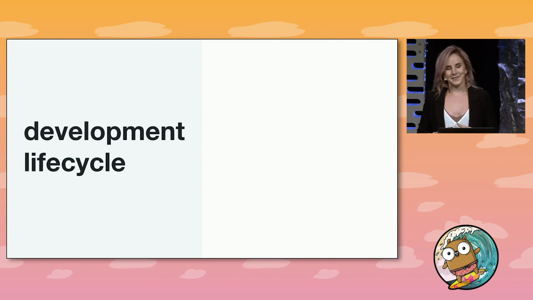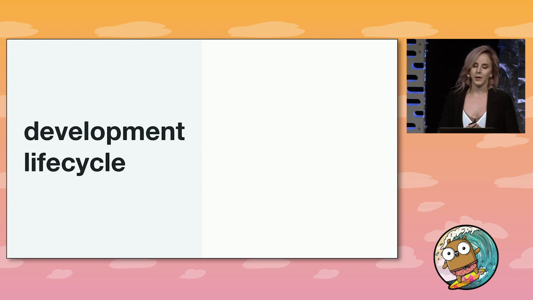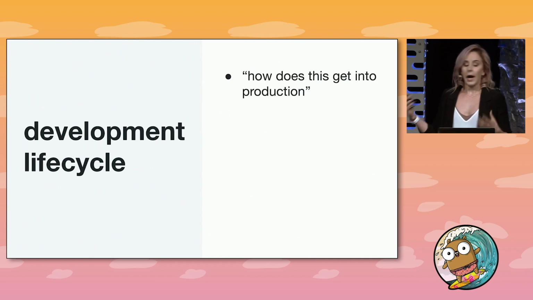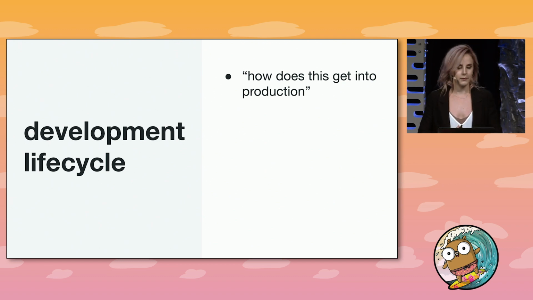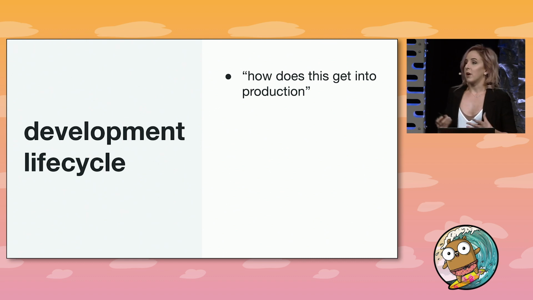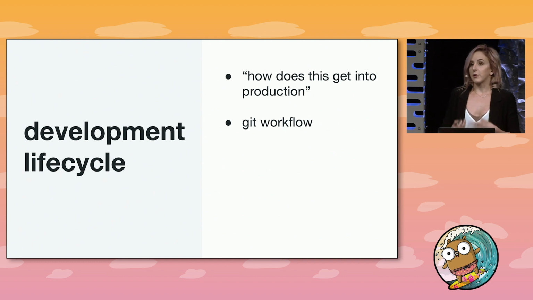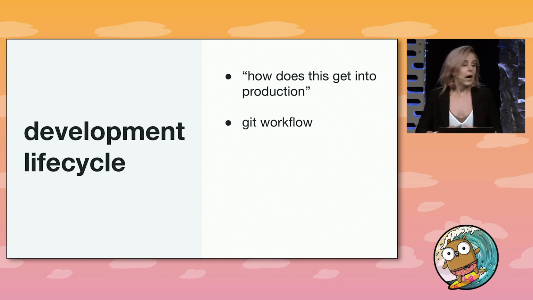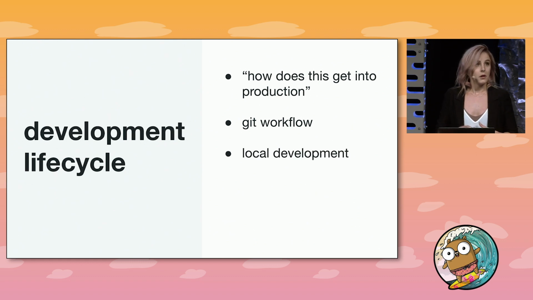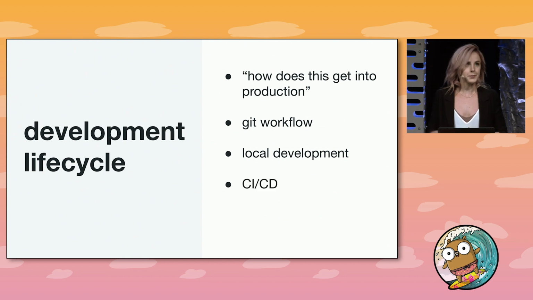And by standardizing on the development lifecycle itself, we wanted engineers to be able to easily answer the question, how does this thing get into production? And there are a lot of things that go into that idea, but we chose to focus on a few initially, including Git workflow. So things like, should devs be deploying off of master? How should we be merging pull requests? Local development. How should we be running applications locally? Should we be using Docker, or should we have engineers install Kubernetes directly on their laptops?